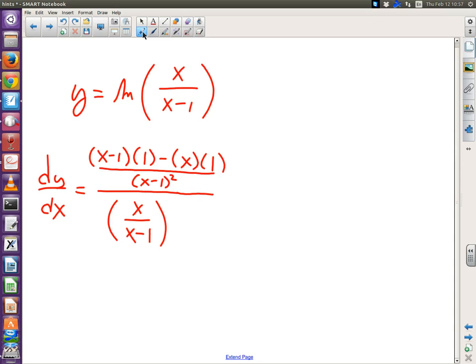All right, and so let's simplify this stuff. The numerator, this is a complex fraction. So the top fraction, the numerator, its numerator is simply -1, isn't it?